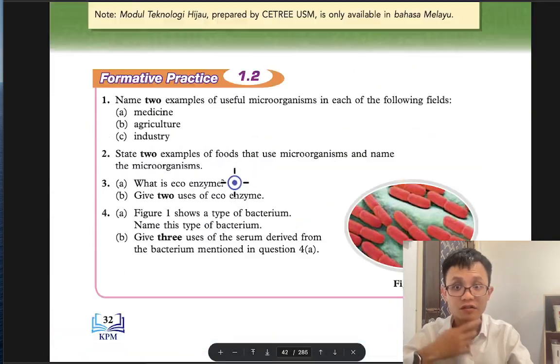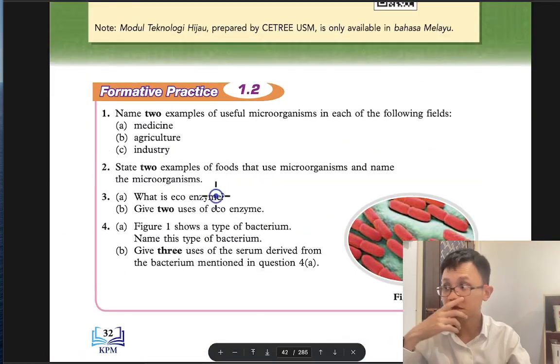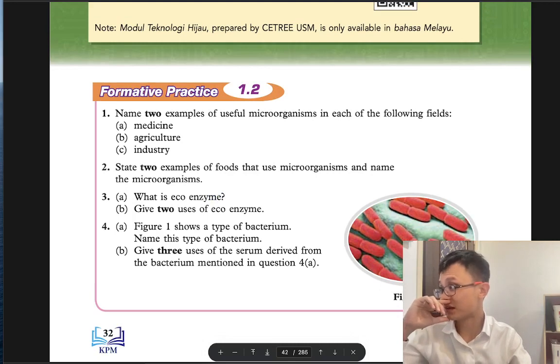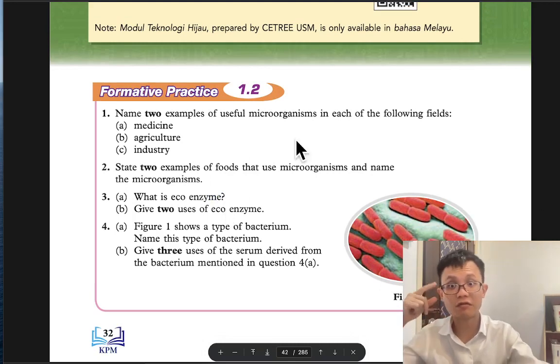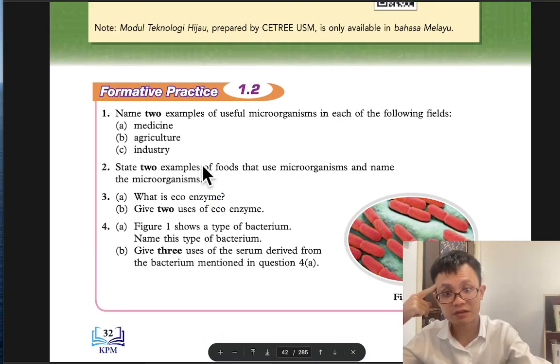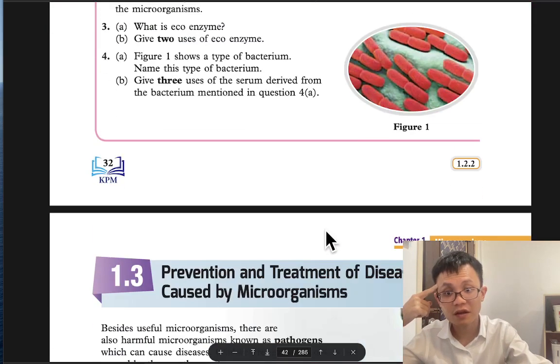Okay, I think I don't want to go through the notes and exercise. This one maybe you can read by yourself. Okay, two examples of microorganisms. This one you can read and do by yourself.